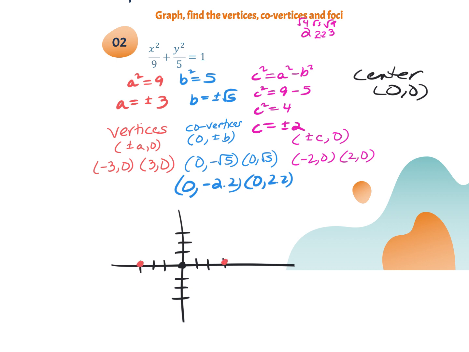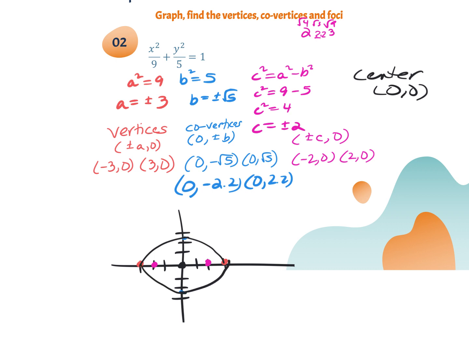My co-vertices, remember we approximated that, so a little bit more than 2. My focus points are on the same axis as my vertices. So it's right here at positive 2 comma 0, negative 2 comma 0. We need to connect my blue and red points. So again, make it in an oval shape. Don't just make it diagonal lines.